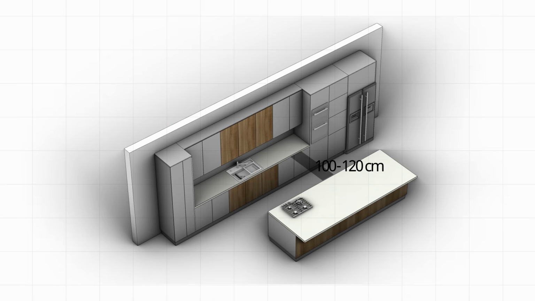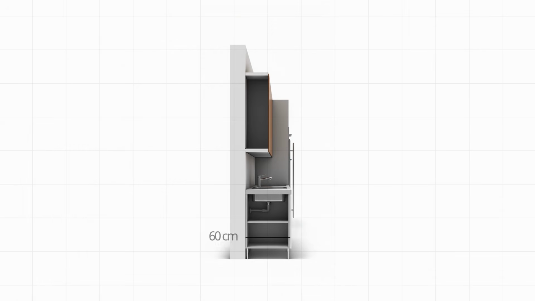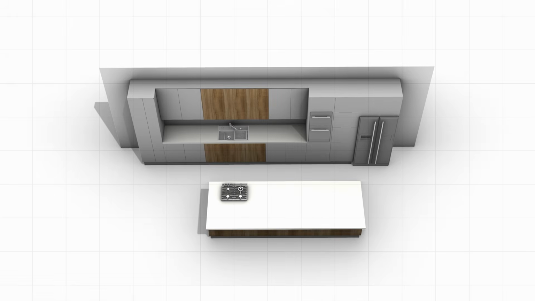The depth of the cabinets is another important factor in kitchen ergonomics. Base cabinets are usually around 60 centimeters deep, while upper cabinets are typically 30 to 35 centimeters, providing easy access and sufficient storage space. For smooth movement in the kitchen, minimum circulation spaces must be considered.